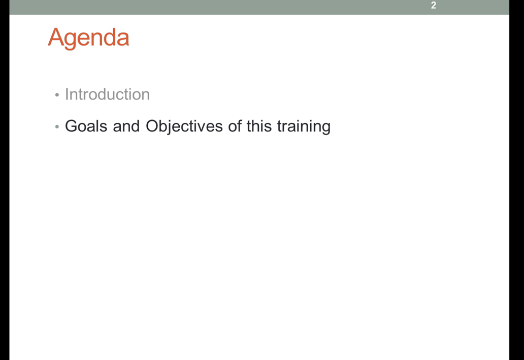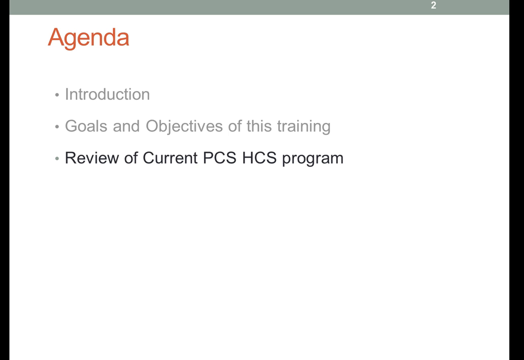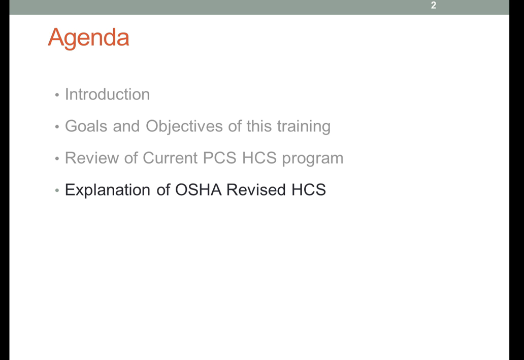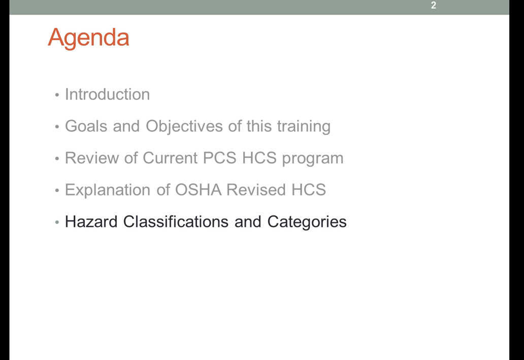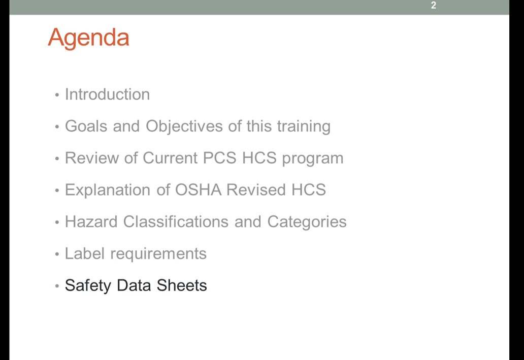The overall training will follow this agenda. A brief intro and why this training is necessary, a definition of the goals and objectives of this training, a review of the current PCS HazCom program, an explanation of the revisions that OSHA has made, including hazard classifications and categories, label requirements, safety data sheets, and then finally a summary of the changes.